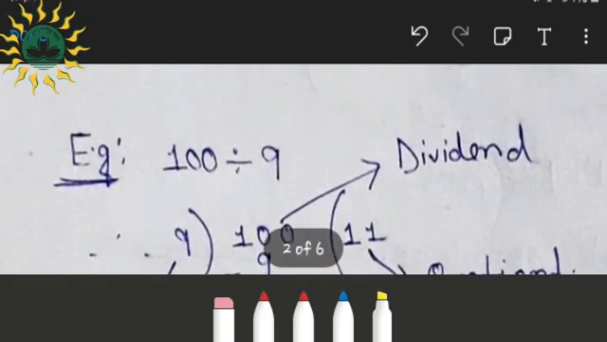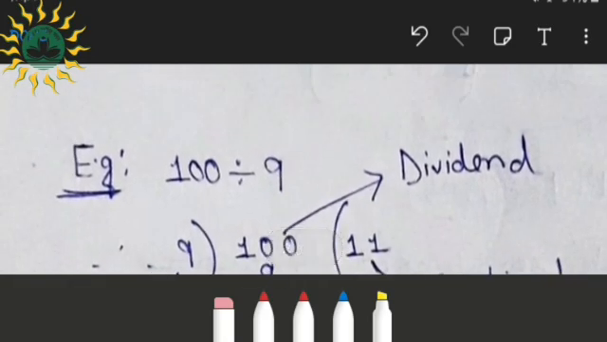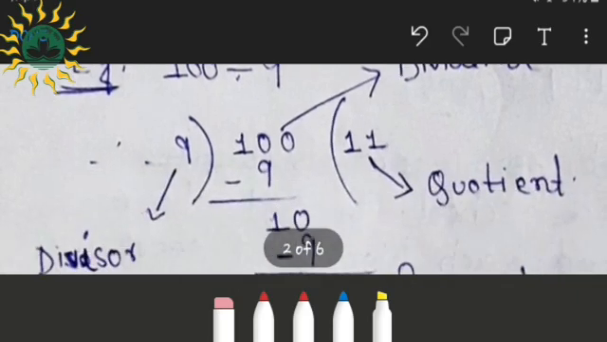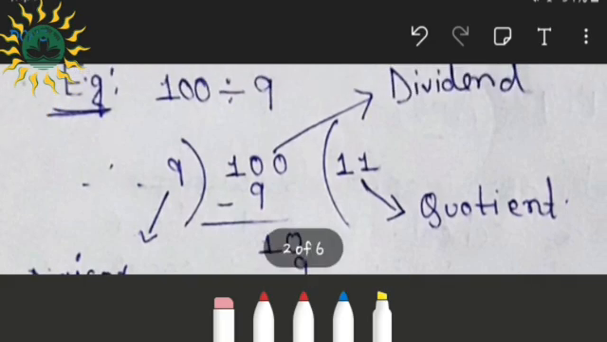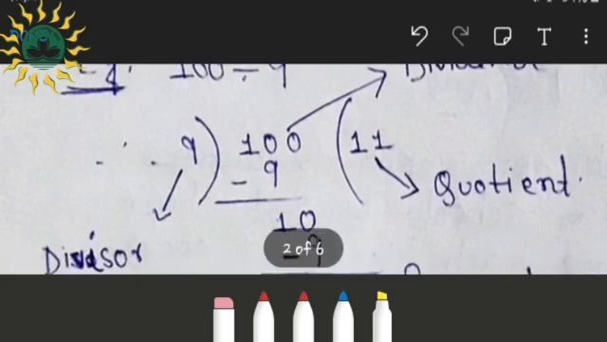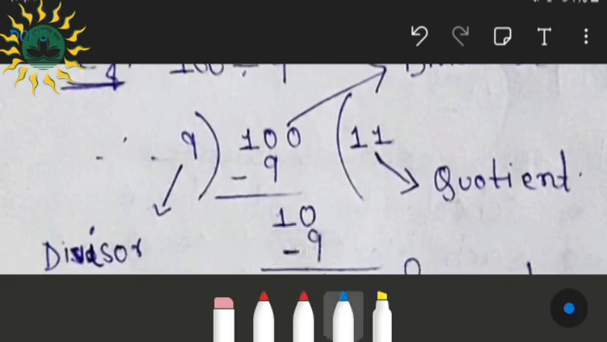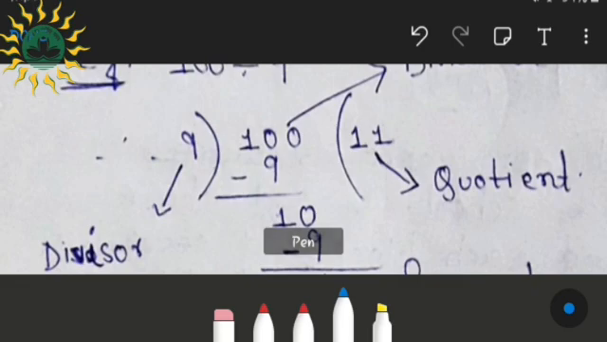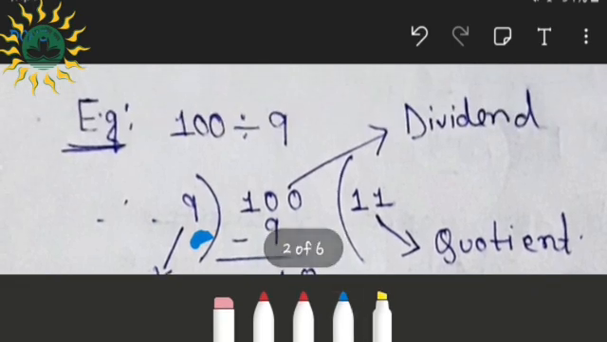Now suppose 100 divided by 9. We have to divide this. So how will we divide? Like this. Now you have to know which part of this division is called divisor, quotient, remainder. The number which divides another number, here it's 9. 100 is being divided by 9 here, right?